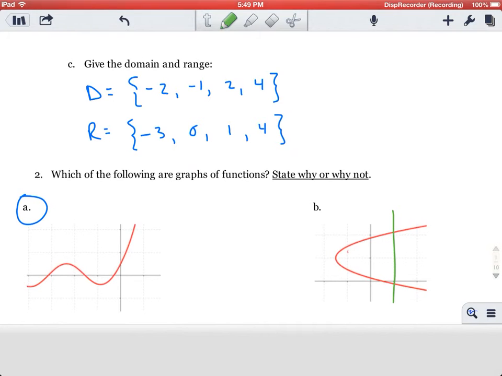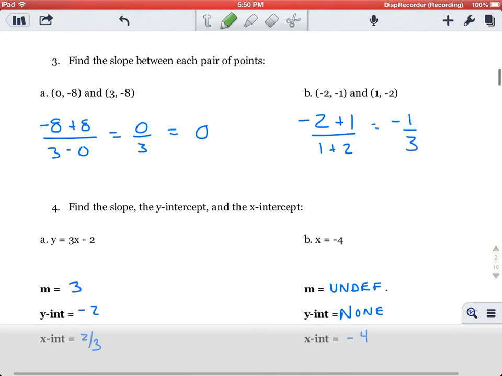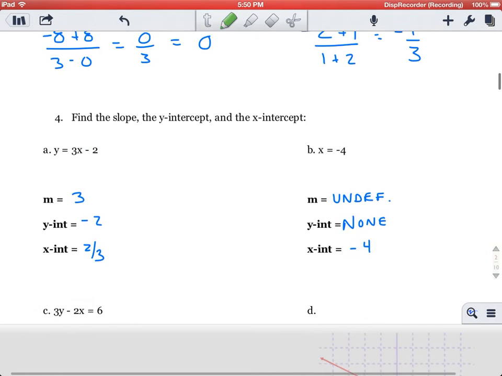Question number 2, part B fails the vertical line test, therefore part A is the only function. Question number 3, the slope is 0, which is different than undefined. That's different than no slope. Part B is negative 1/3.